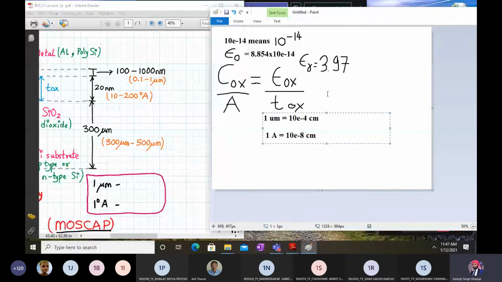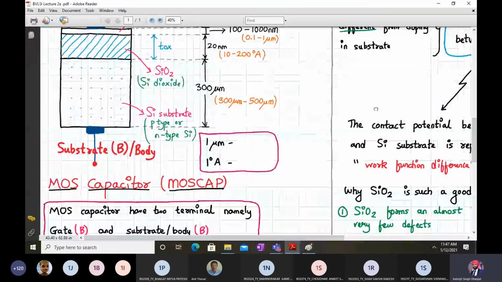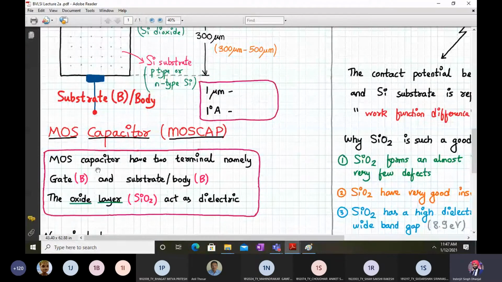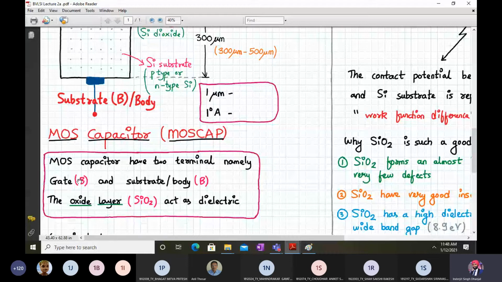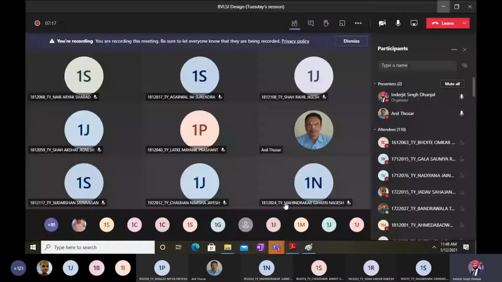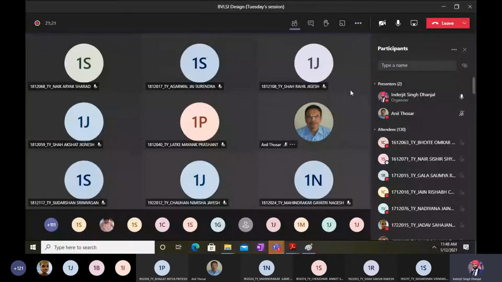Okay, so next we go, yeah, we have seen this. MOS capacitor has two terminals, namely gate and, oh sorry, it should be written here capital G, and substrate or body should be capital B. So just correct it, this should be capital G. The oxide layer acts as a dielectric. Yes, definitely. Anyone has a doubt? I guess no. I just got a notification. Anyways, I'll continue now.